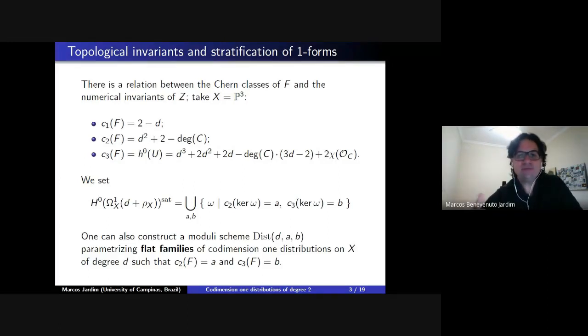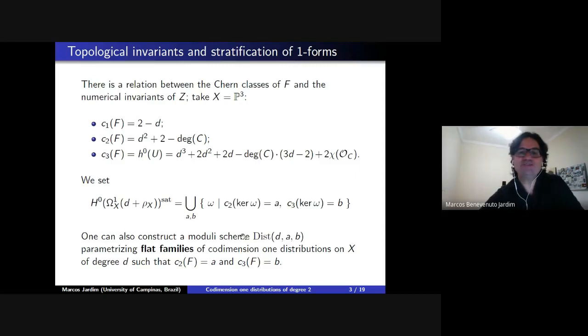And they are moduli schemes in the sense that they represent a certain functor that I call the distributions functor, that parameterizes families of codimension 1 distributions on a threefold X so that the Chern classes of the kernel sheaf are fixed. And that's the same thing as saying that the degree and Euler characteristic, so to speak, of the singular scheme are also fixed via this relation.